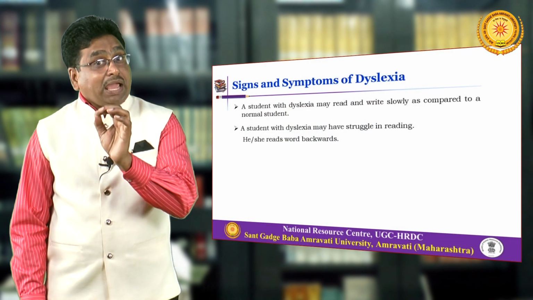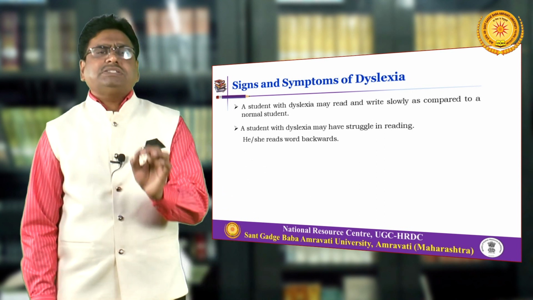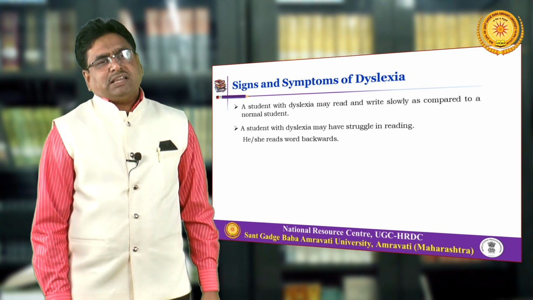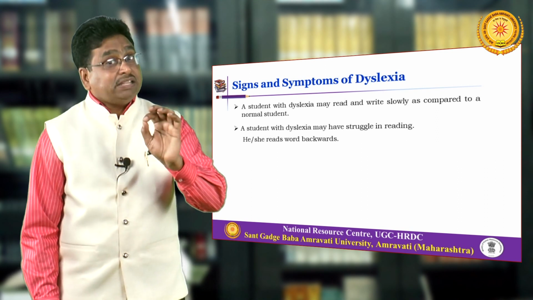Let us discuss what are the signs and symptoms of dyslexia. The signs and symptoms of dyslexia may differ from one child to another. Generally, symptoms show up when a child starts school. A student with dyslexia may read and write slowly as compared to a normal student. This is the first sign of dyslexia. Second sign is a student with dyslexia may struggle in reading.